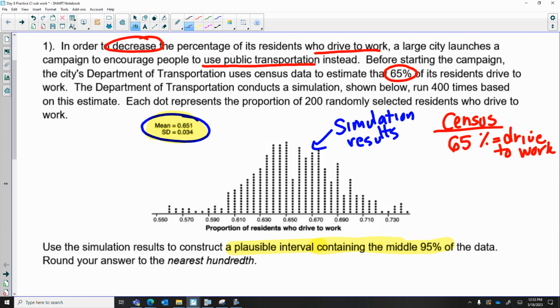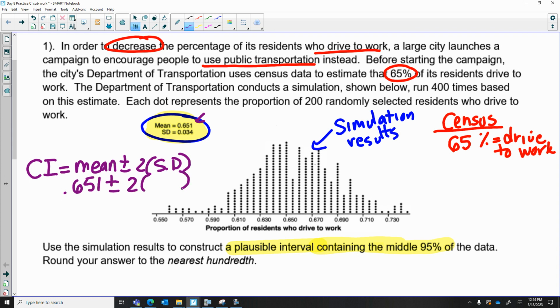So let's remind ourselves the formula for confidence interval is center, which is the mean, plus or minus 2 times the standard deviation for a 95% interval. So the mean here is 0.651. So we're going to do 0.651 plus or minus, and then the margin of error is going to consist of 2 times this 0.034. Okay, so just remind yourself that this piece after the plus or minus is the margin of error.